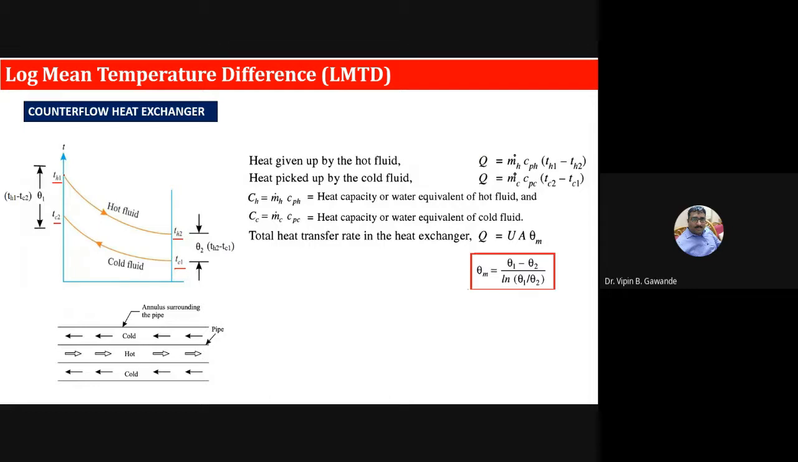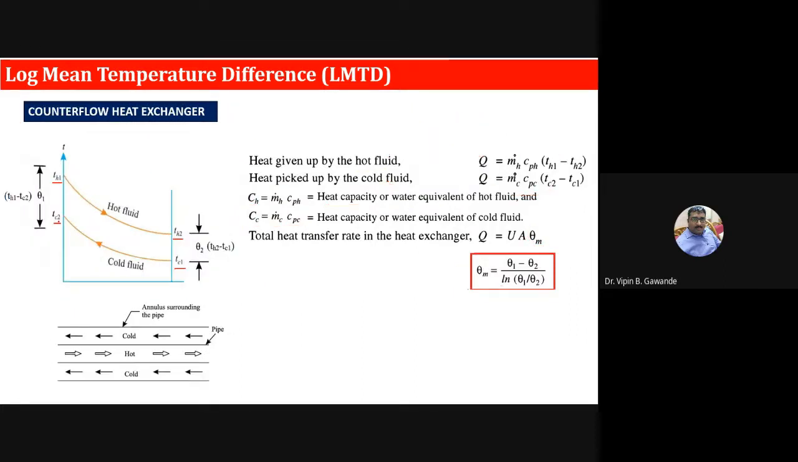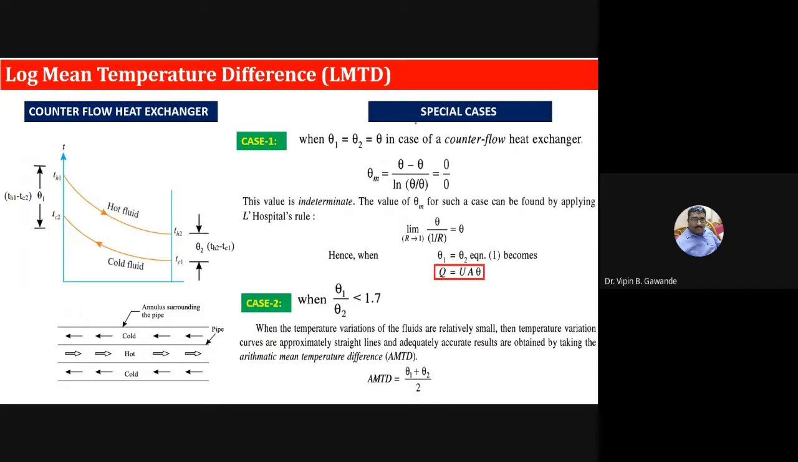Once you have drawn the diagram, it is very simple to calculate theta 1 and theta 2. So be careful here. For parallel flow, it is TH1 minus TC1, while it is TH1 minus TC2 in the counter flow heat exchanger. Don't bother about memorizing this, just draw the diagram and you will get the correct theta 1 and theta 2. Now this is the important case, the special cases. I have told you while discussing the counter flow heat exchanger, what will happen if theta 1 is equal to theta 2?